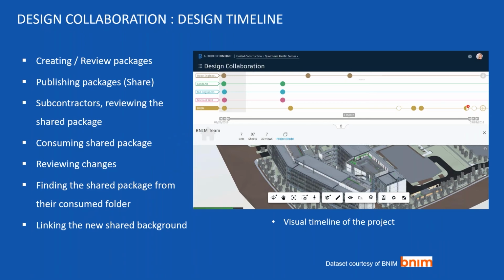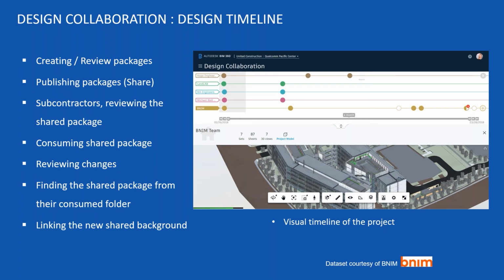Project teams also have a visual timeline of a project. This is a visual way of seeing the data or packages the collaborating teams have shared and consumed through the life cycle of the project. A package is a container that allows you to bundle your team's Revit models and sets to share with other teams. This allows the team to easily understand data exchanges and their contents. No more navigating folders to find the latest information.